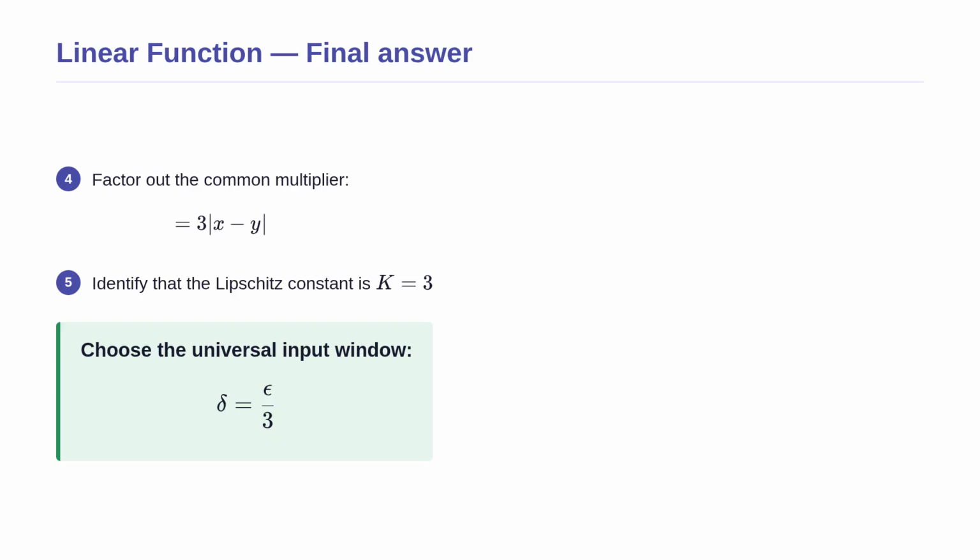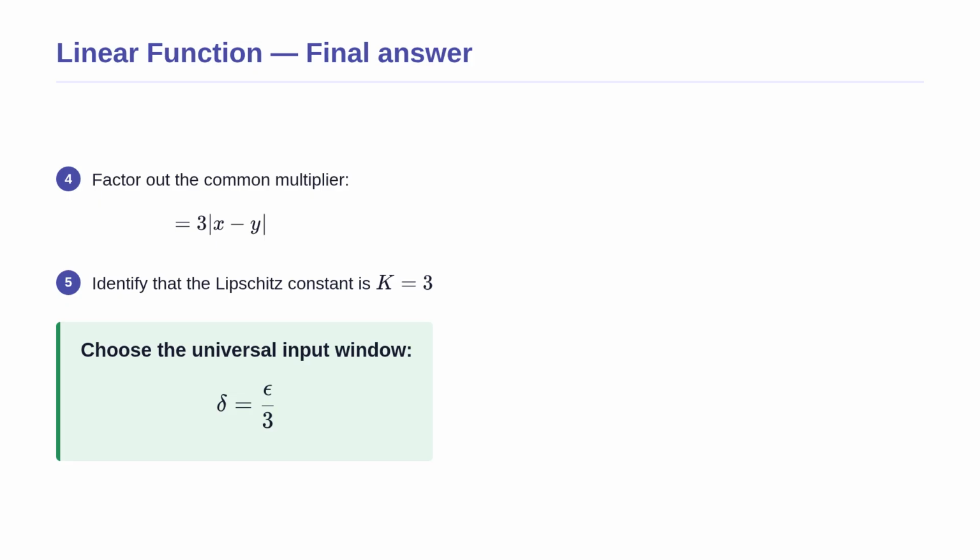Continuing from our simplified expression, we can now factor out the common multiplier. Because 3 is a positive constant, it can be pulled completely outside the absolute value signs, giving us 3 times the absolute value of x minus y. This final form perfectly matches the definition of Lipschitz continuity. The number 3 acts as our constant k, proving that the function slope never exceeds this value.